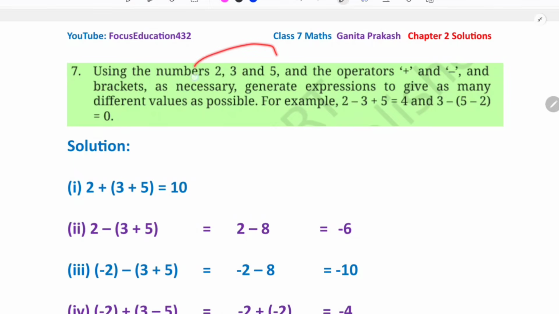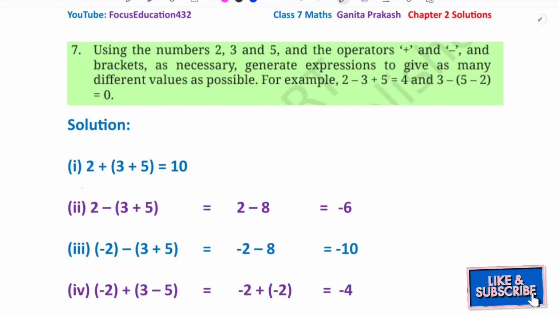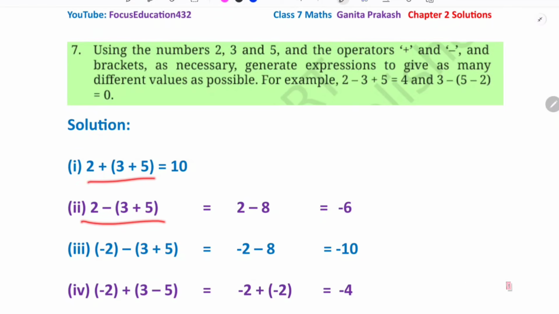We only have to use the 3 numbers 2, 3 and 5, and the operations addition and subtraction. Brackets we can use, and generate as many expressions as possible. So 2 plus bracket 3 plus 5: how much is it? 8. So 2 plus 8 is 10. 2 minus of 3 plus 5. Minus of 3 plus 5 means in the bracket you get 8, so minus 8. 2 minus 8 is equal to minus 6. This is one expression, this is another expression.